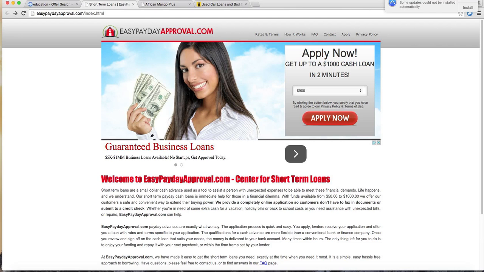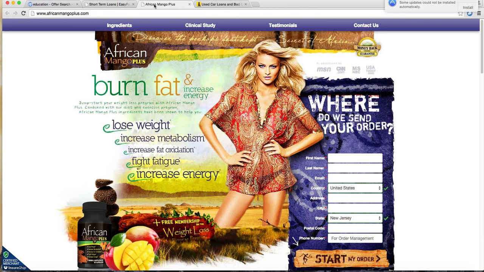You take them to the payday loan, etc. You really have to position it around your offer and your niche. So here's one for a hardcore micro commitment. Now, this is an actual CPA offer.